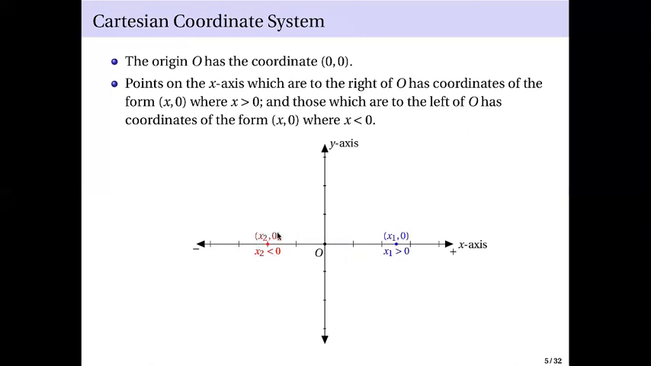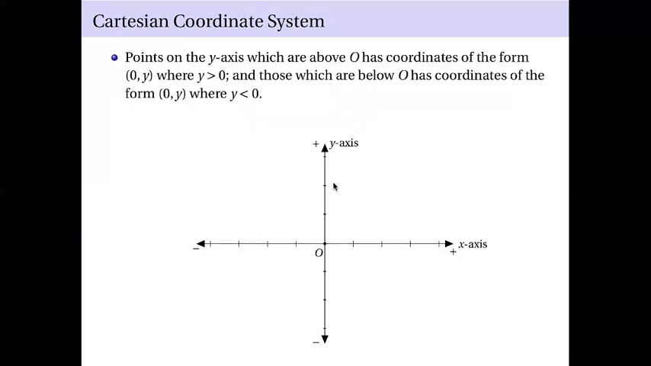So that's how we're going to name these points if they are on the x-axis, and their locations are relative to the point O. To the right of O, the x is positive. To the left of O, the x is negative. Okay? And then we will do the same thing for those on the y-axis.